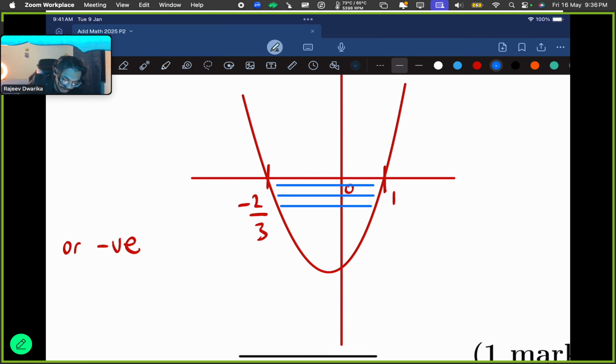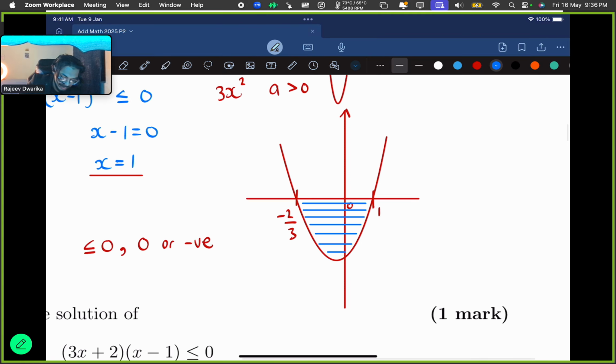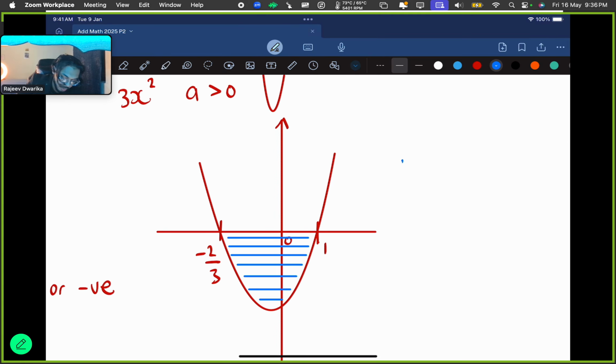Right, so I need to write my solution in set builder notation. Since my value is in between two values, look at what I'm going to say. Guys, anytime your answer is in between two values, you write it in this particular form.